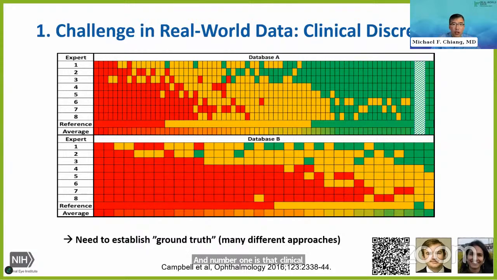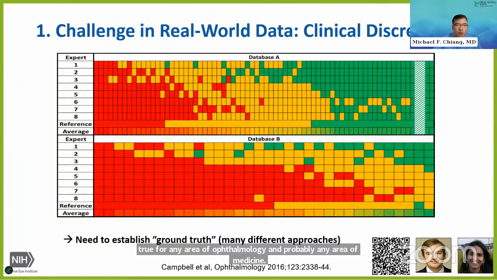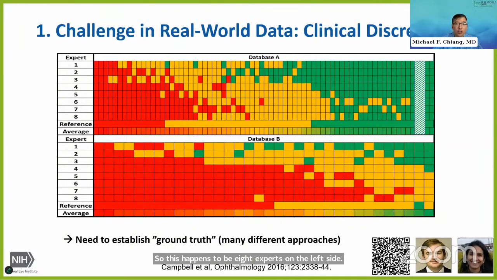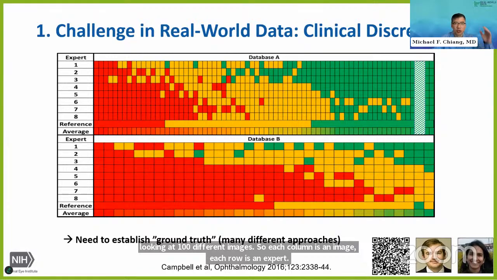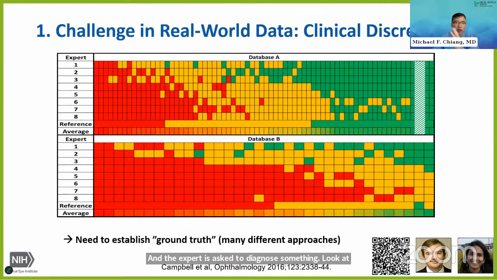So here are some data that Pete Campbell and Jeshua Kalpathy-Kramer published. And this happens to be data from ROP, but I think it's true for any area of ophthalmology and probably any area of medicine. So this happens to be 8 experts on the left side looking at 100 different images. Each column is an image, each row is an expert. And the expert is asked to diagnose something. Look at an image, diagnose it severe, moderate, or normal.